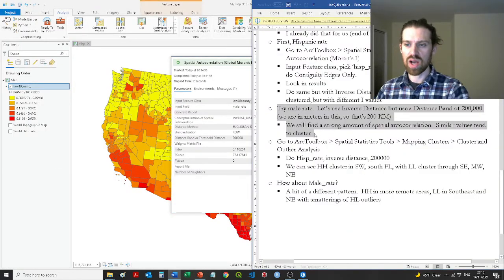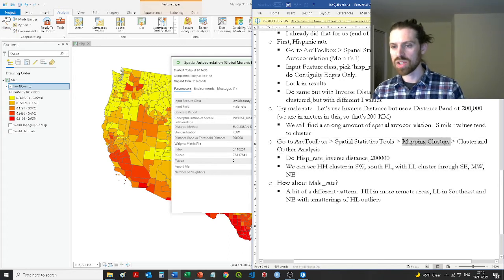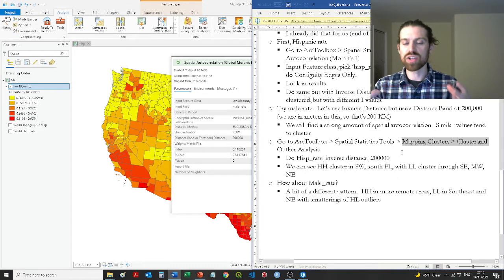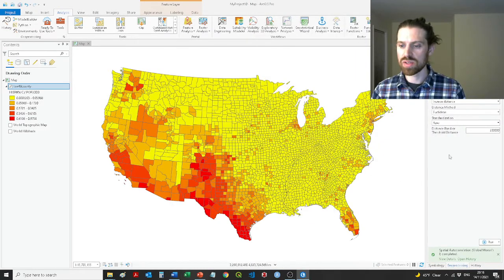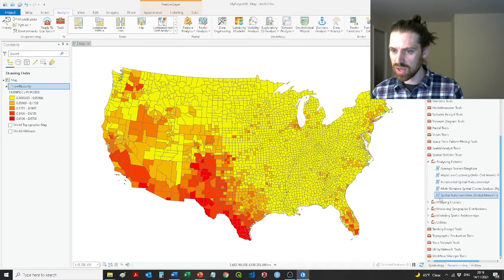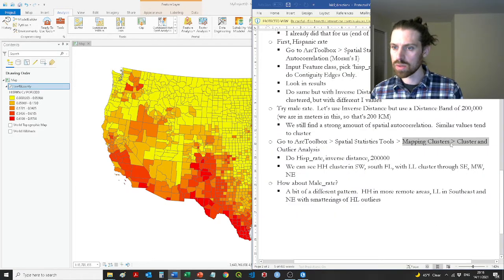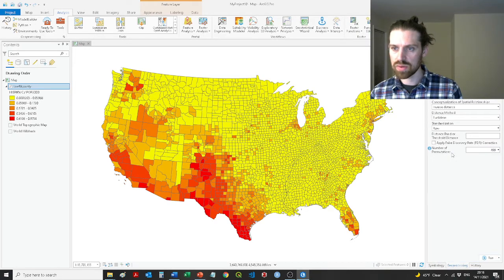So let's look now at what we can do with the other runs that we can look at. If we go to mapping clusters, we can use cluster and outlier analysis to look at which category each of those areas falls into. Okay, so let's go back to our geoprocessing toolbox. So now we're here, we're going to mapping clusters, cluster and outlier analysis.